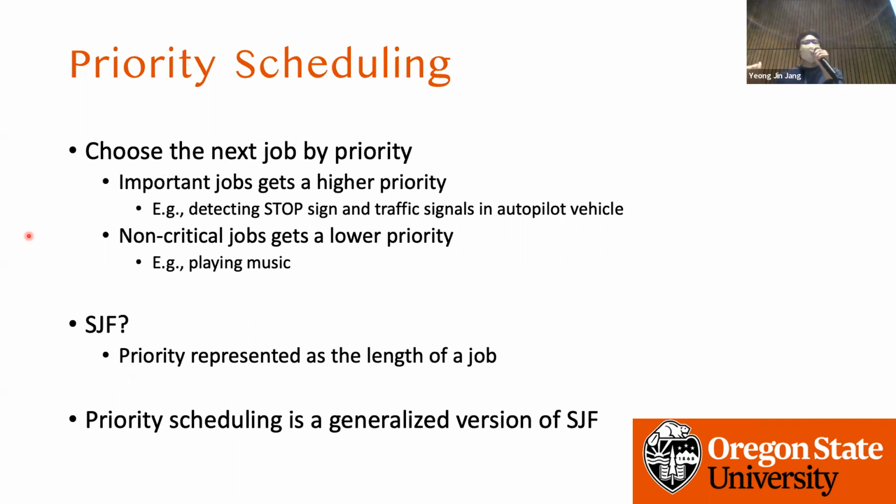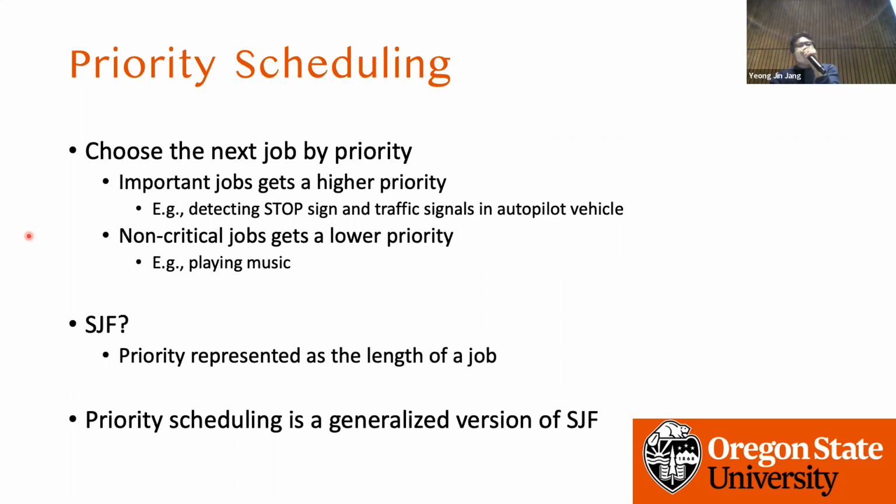So for example, some of the important jobs. Suppose you're driving a Tesla on autopilot, then the most important thing is sensing what is on the road. If there is any kind of delay, then it could be very dangerous. So we need to be very responsive for that kind of process. Then we could give the highest priority to those things, so we can let them be scheduled again and again.